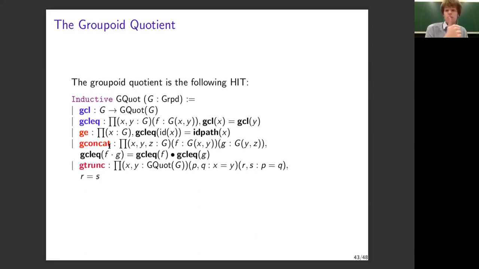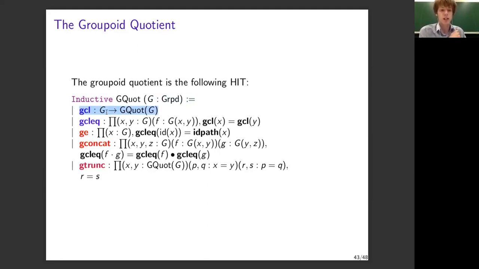Okay, so now we have defined the signatures, we have defined the bicategory of algebras, and the last thing we will discuss in more detail in this case is the groupoid quotient and how it gives rise to a biadjunction between the bicategories of algebras. The groupoid quotient is defined as the following higher inductive type. And if you look at it, you can compare it a bit to the quotient. Parts of it can be recognized. GCL is namely the same as the class-of constructor of the quotient.